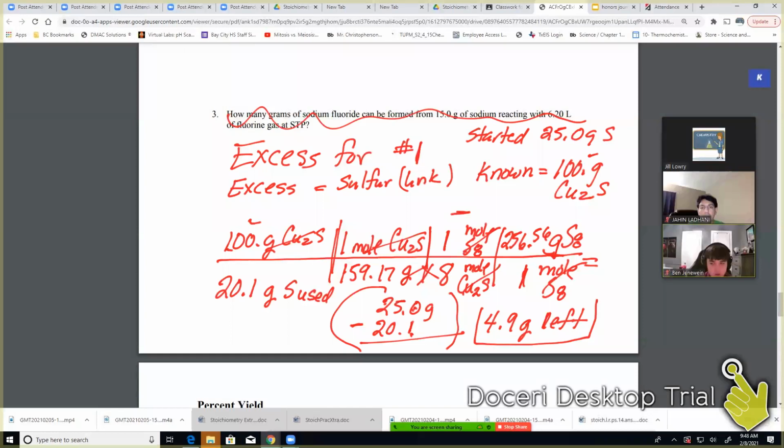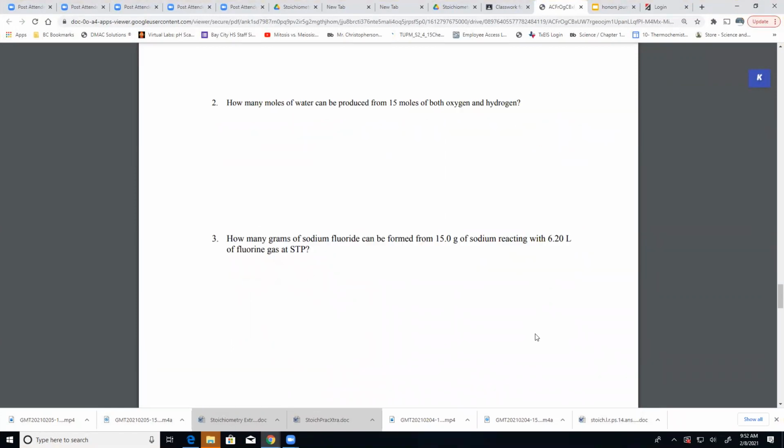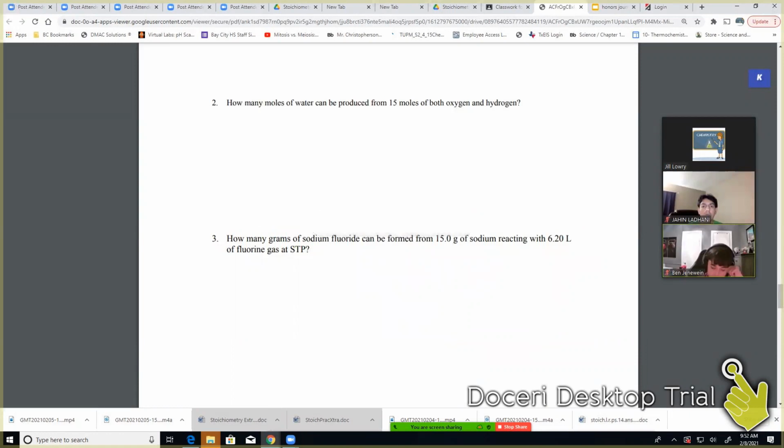A lot of work. Does anybody have any questions where that came from? Okay, why don't y'all try number 2? Now, look at number 2. It's going to be a lot shorter because what are we dealing with in number 2? Only moles, right? So you're not going to be using any molar masses. But you can still do the same thing. So you're going to have to write yourself an equation. Also, go ahead and try to find out the excess. It'll be in moles, but that's fine.